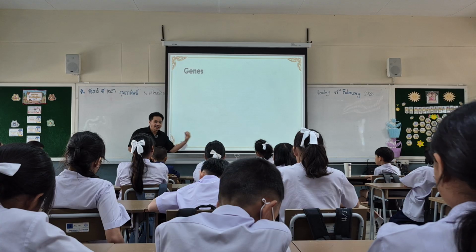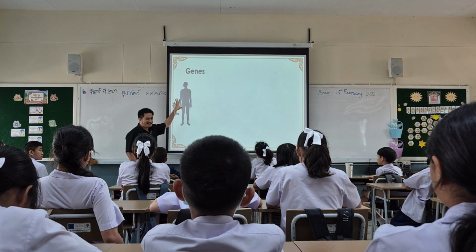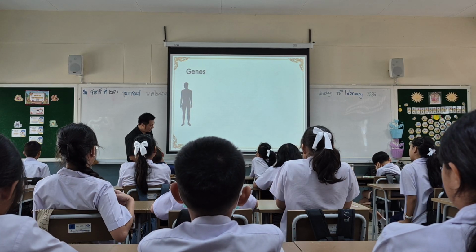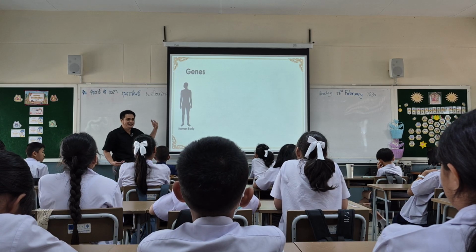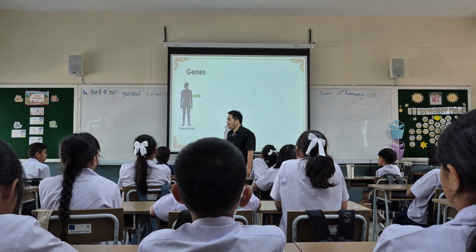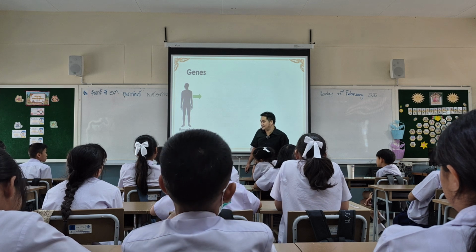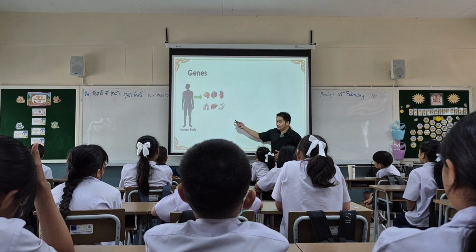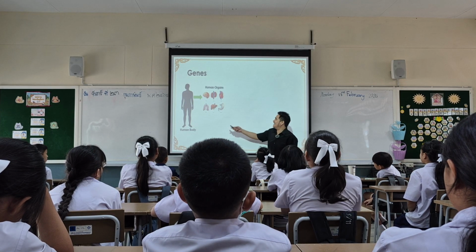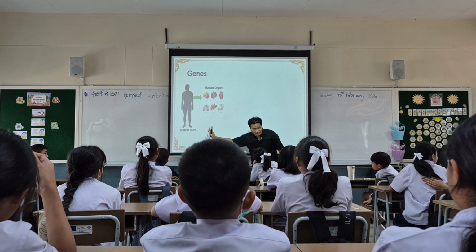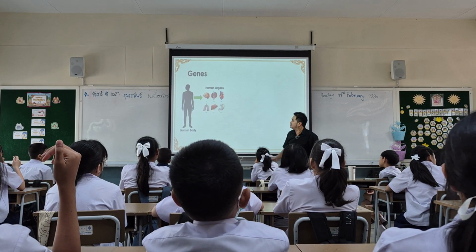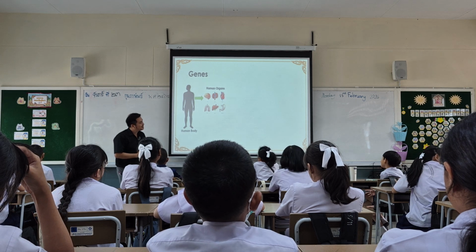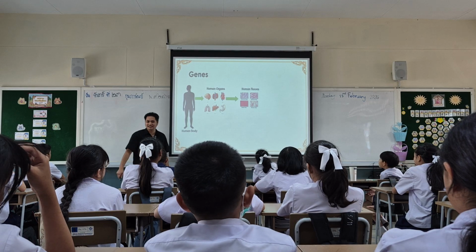So let's hunt for genes. What do you call this? This is a body. What kind of body? Human body. The human body is made up of what? Different organs. Human organs are made up of what? Different human tissues.